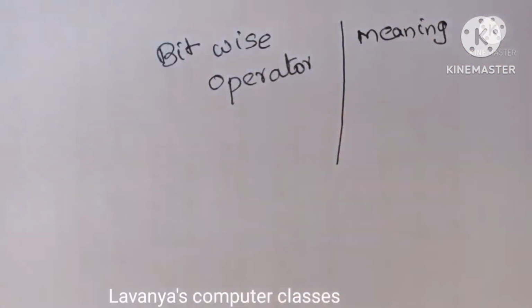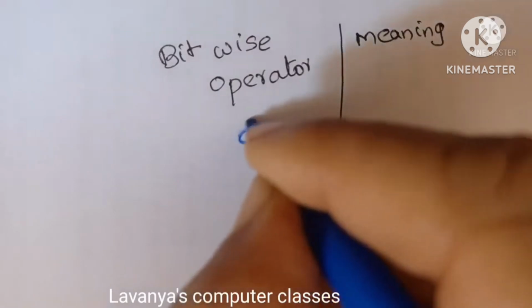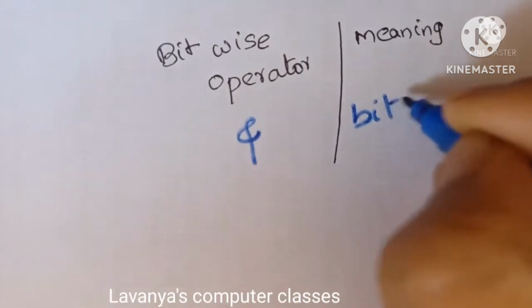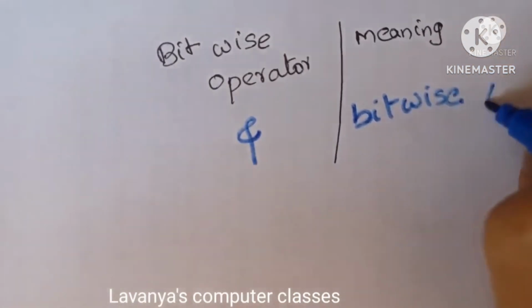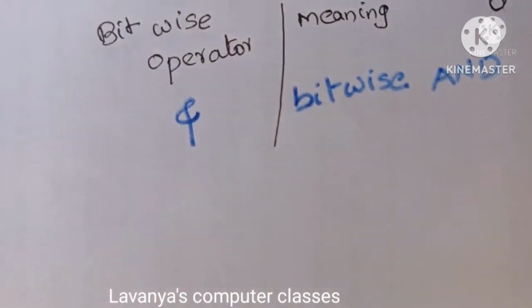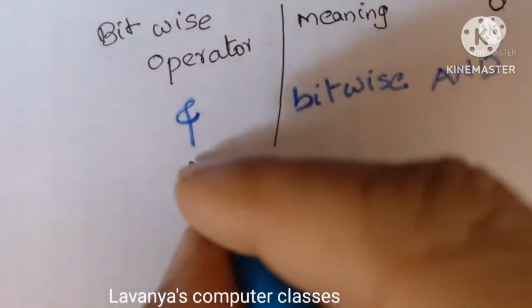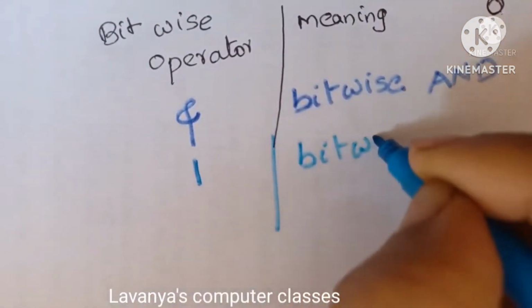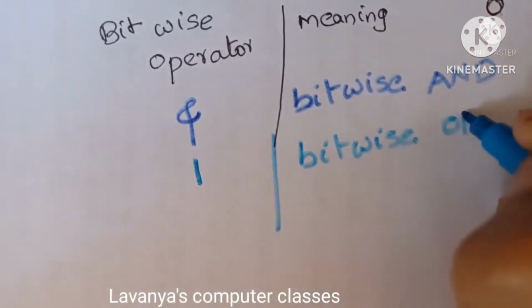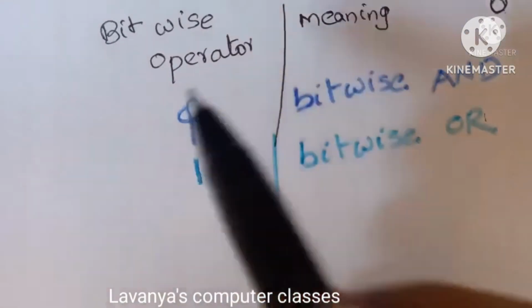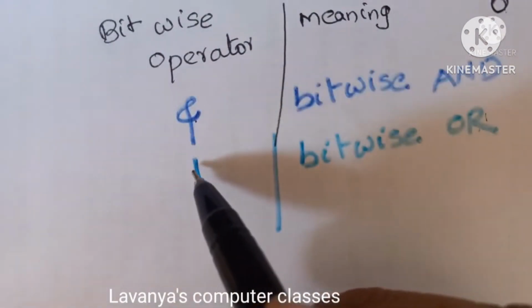What are the bitwise operators? The first is the ampersand. This ampersand is called bitwise AND. Already we know logical AND is double ampersand. Bitwise AND means single ampersand. Then the single pipe is used for the bitwise OR operator. So the bitwise AND operator symbol is the single ampersand, and the bitwise OR operator is the pipe.